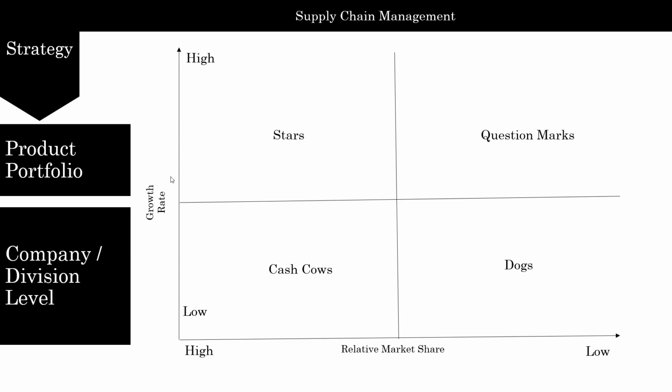It is a table split into 4 quadrants, each with its own unique symbol that represents a certain degree of profitability. Question marks, pets, often represented as dogs, stars, and cash cows. By assigning each product to one of these 4 categories, company managers could then decide where to focus their resources and capital to generate the most value, as well as where to cut their losses.